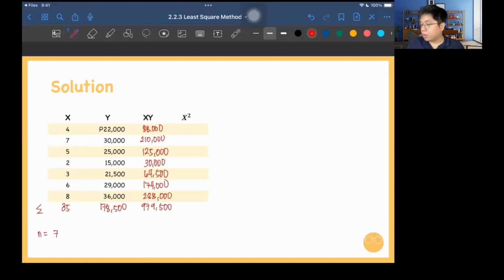So 4 times 4 is 16. 7 times 7, we will have here 49. 5 times 5, 25. 2 times 2, 4. 3 times 3, 9. 6 times 6, 36. And lastly, 8 times 8, 64. So let's try to add up all of this. That will give us 203.